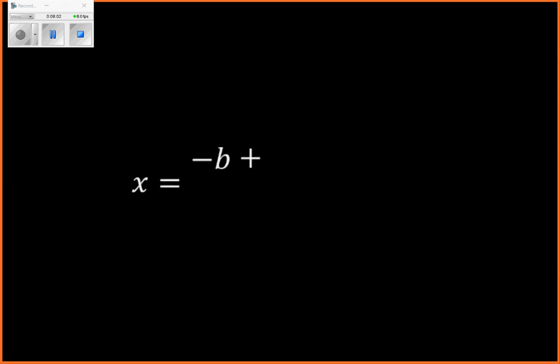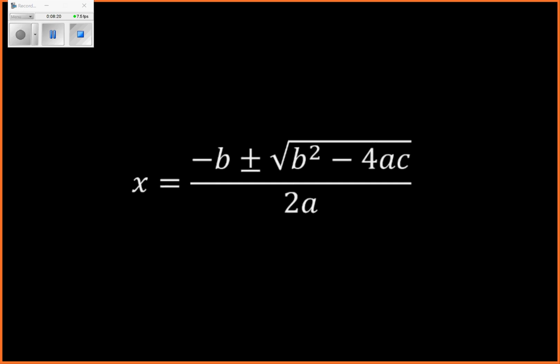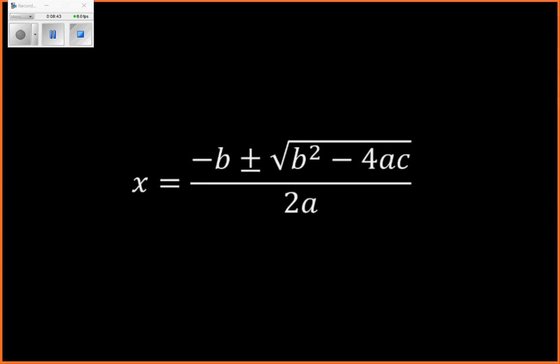X is equal to negative b plus or minus the square root of b squared minus 4ac all over 2a. (The quadratic formula song repeats.)